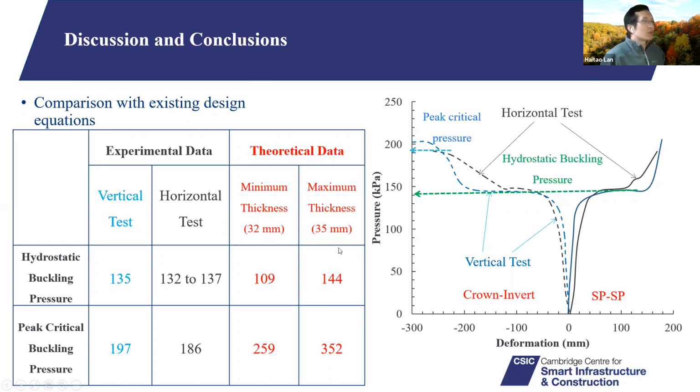Here there are 2 columns. One is minimum thickness, another is maximum thickness, because the pipe is not that uniform. And the third row here is the peak critical pressure. The average of these 2 tests is around 190 kPa. However, according to the design equations from the literature, this result is much higher, so they are not that conservative. So we have space for improvement.